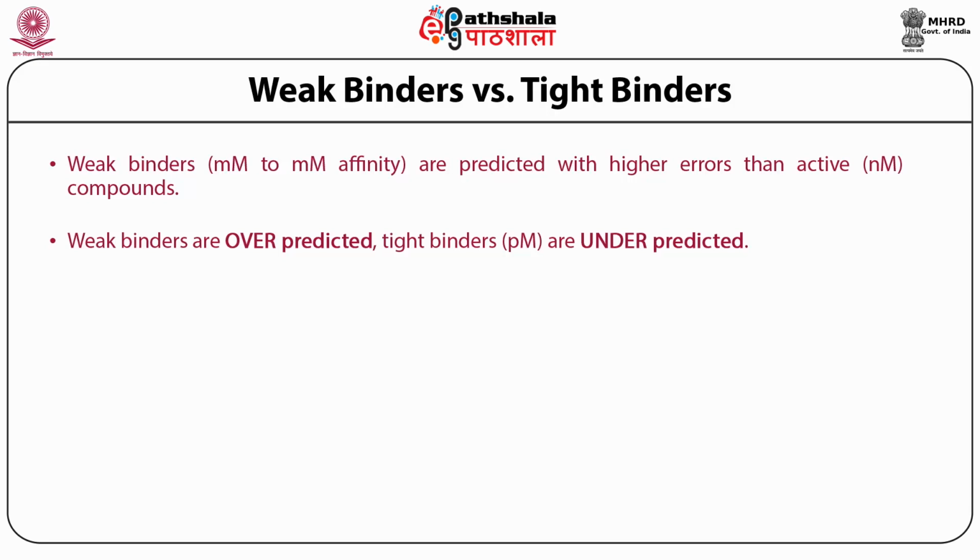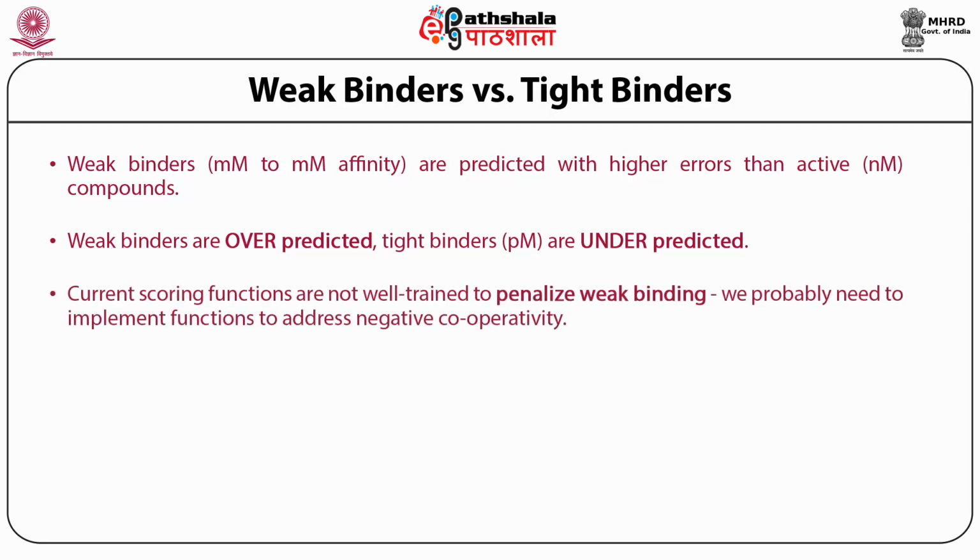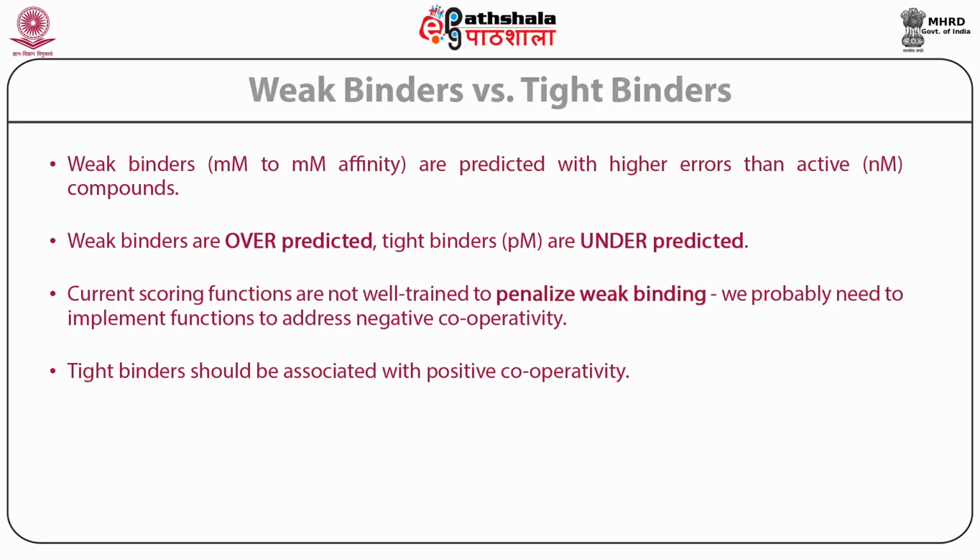Hence, we have to look into these and understand why that is happening. The reason for not doing this correctly is that we do not penalize for weak binders, and tight binders do not get any positive cooperativity in the scoring function equations. These are the two reasons; both sides lose.